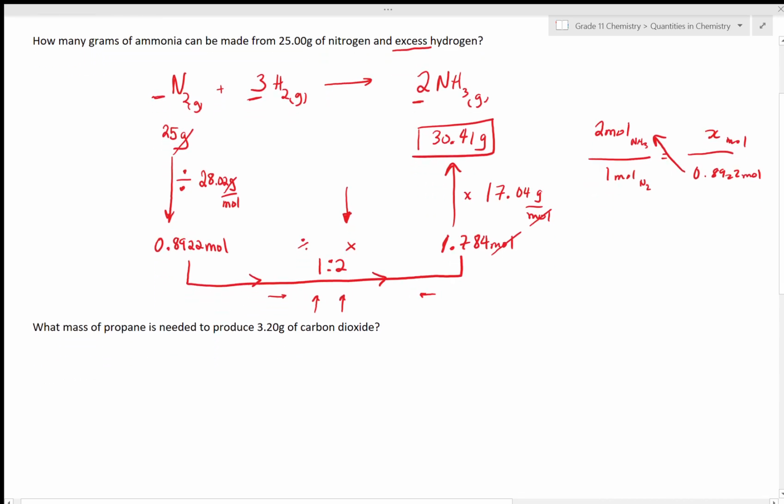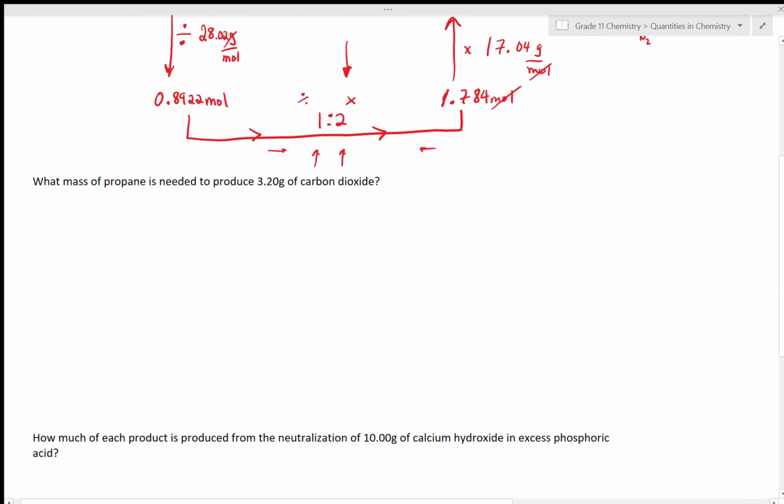So the next question here is, what mass of propane is needed to produce 3.2 grams of carbon dioxide in a combustion? So in any case, really simple here. First thing we need to do is set up a balanced chemical equation. I know that the chemical formula for propane is C3H8, and that's a gas, and it will react with some O2. Remember, that's a standard combustion.